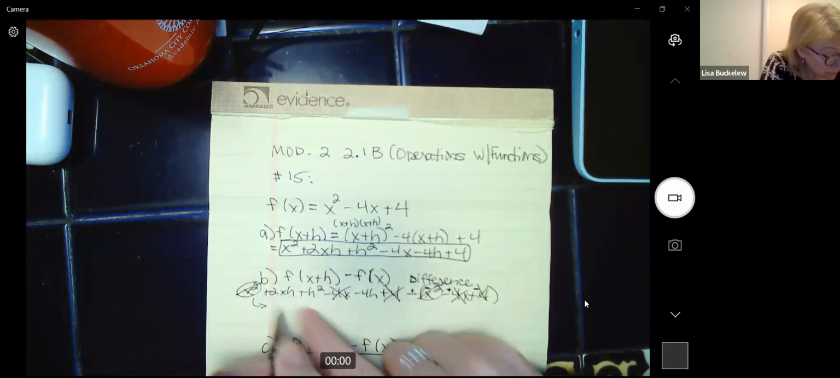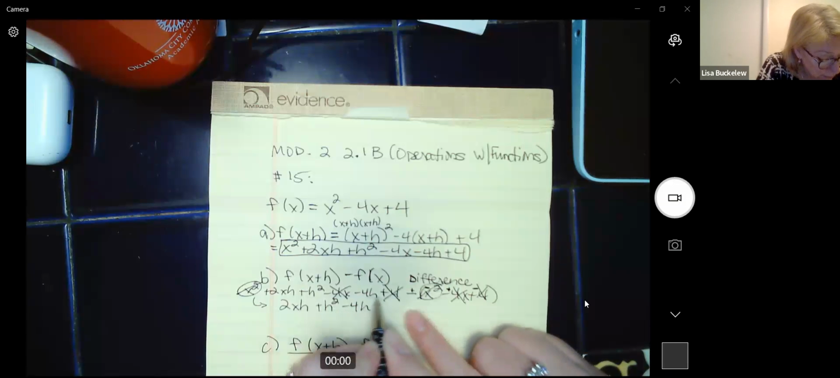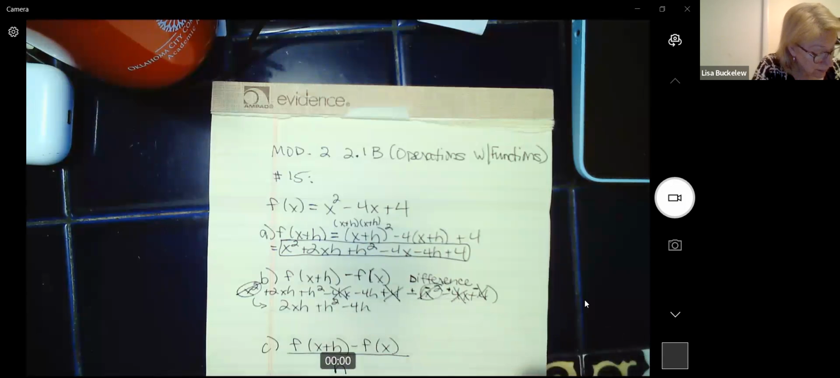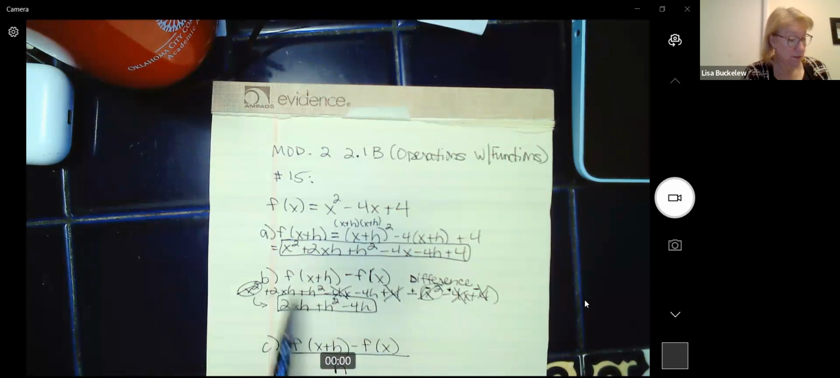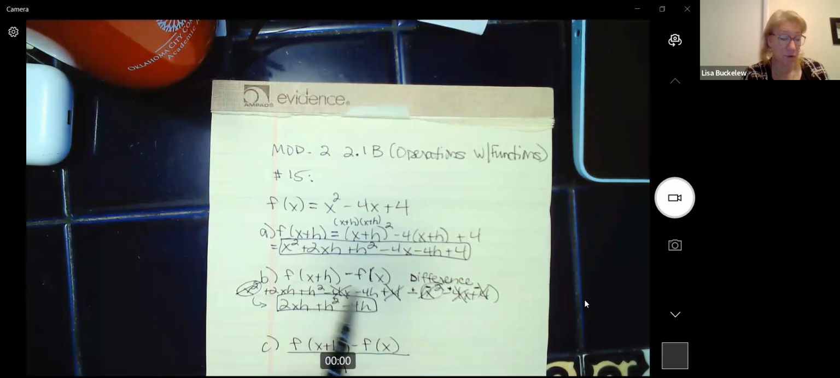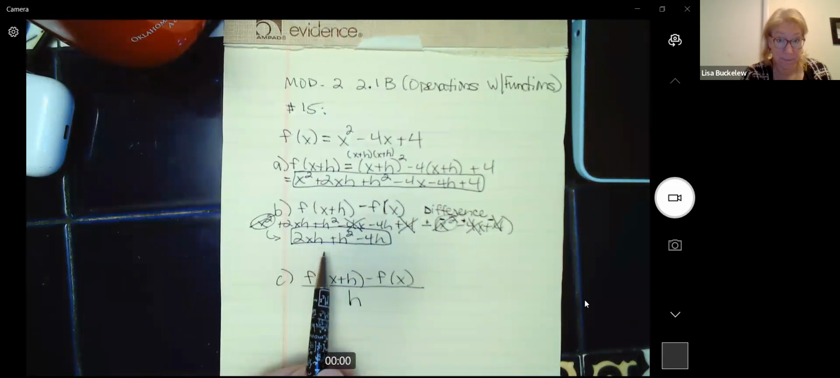So I get the 2xh. You get h squared minus 4h, and that's it. So that's what you get when you take the difference between the function at x plus h and subtract your original function and simplify. That's part B.